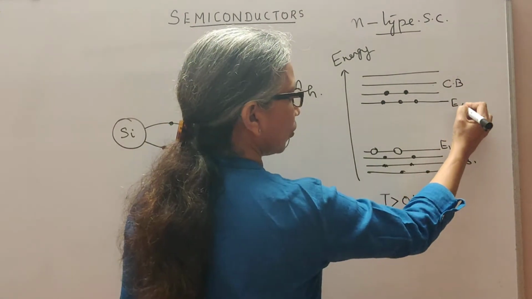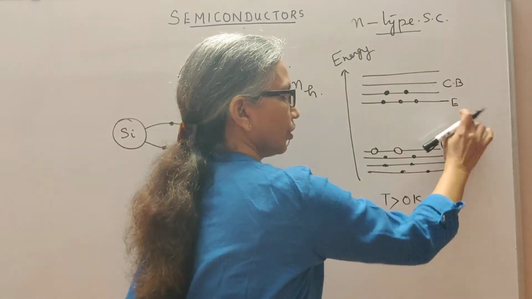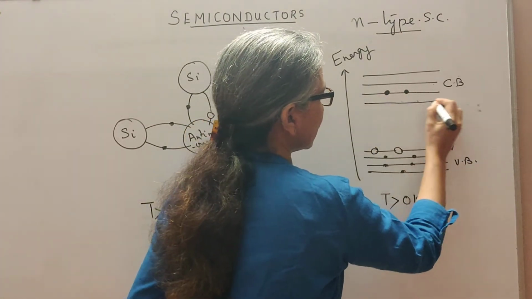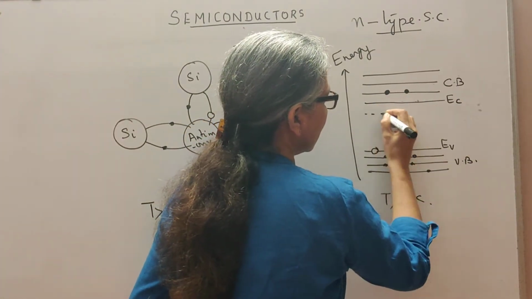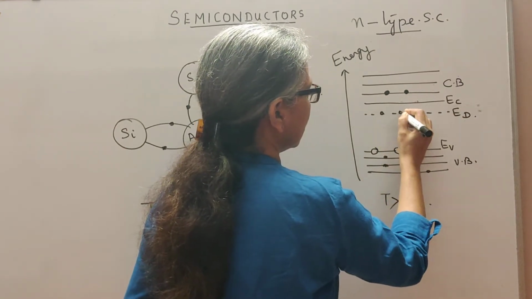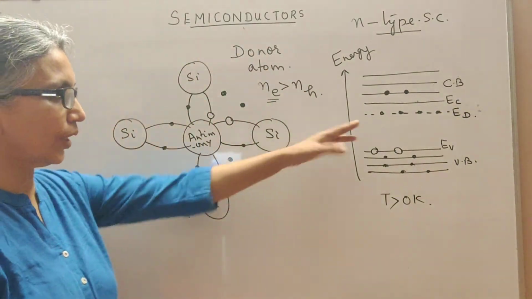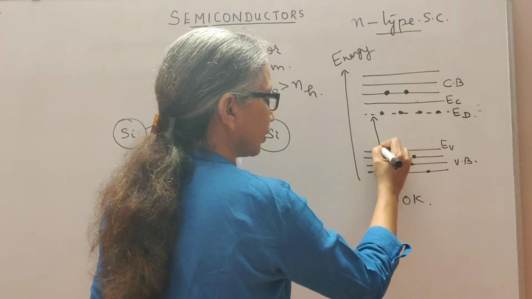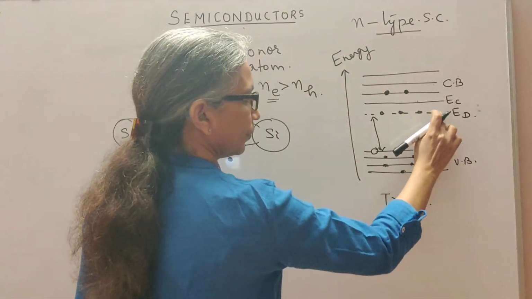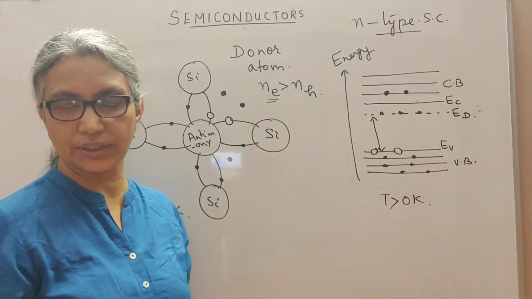This level will be called the donor level. We have this as EC and this as ED. Now, why we call it a donor level and why it reduces the energy gap is because these electrons came from the antimony, 3 of them. I told you in our example we had added 3 impurity atoms.